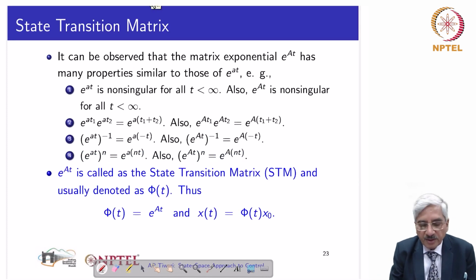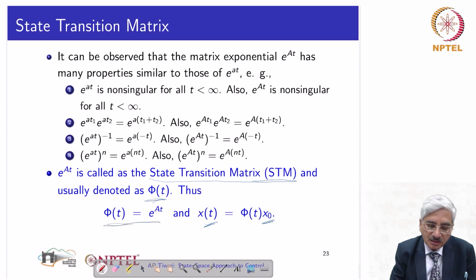So this e power At is called the state transition matrix. It relates the state at any arbitrary time t with the initial state like this, and it is given the notation phi(t). So phi(t) is essentially e power At, and this holds good in the case of linear time invariant systems. In the case of time varying systems, phi(t) is to be obtained in much more difficult ways. So once we have phi(t) equal to e power At, the state at any arbitrary time t is expressed as phi(t) into x0.